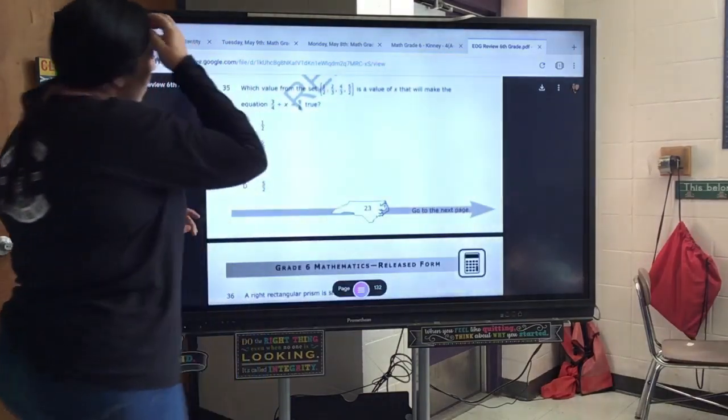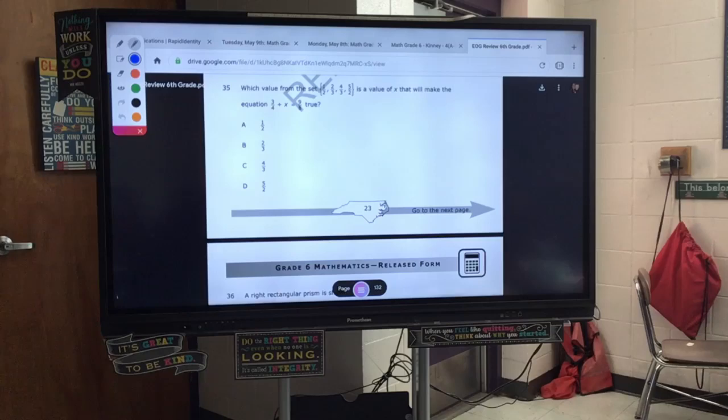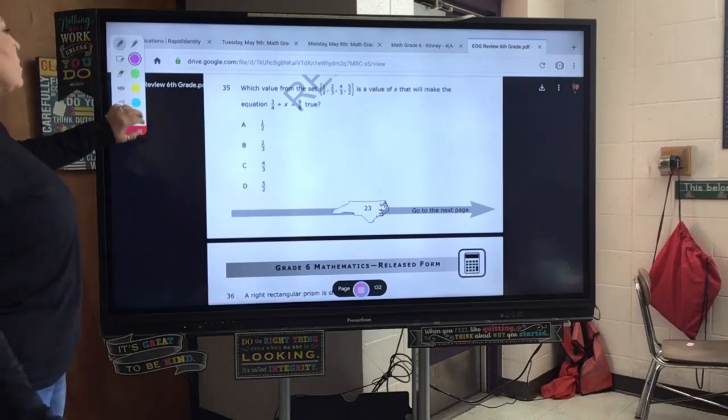All right, number 35 says which value from the set 1/2, 2/3, 4/3, or 5/2 is a value of x that will make the equation 3/4 divided by x equals 9/8 true. So this one's a little bit different for us.